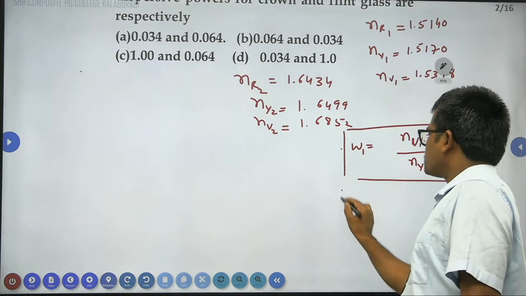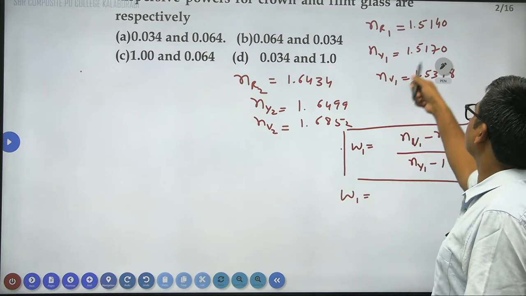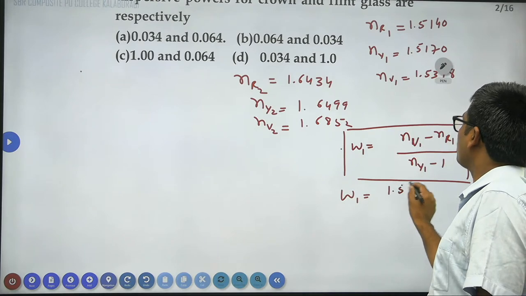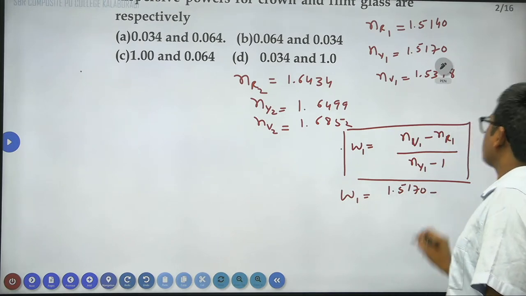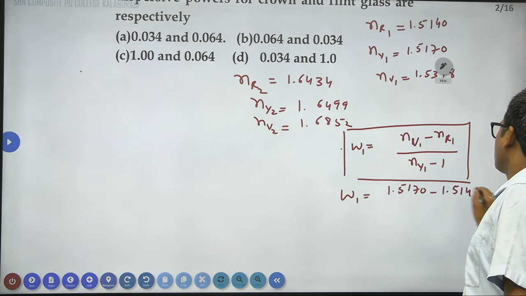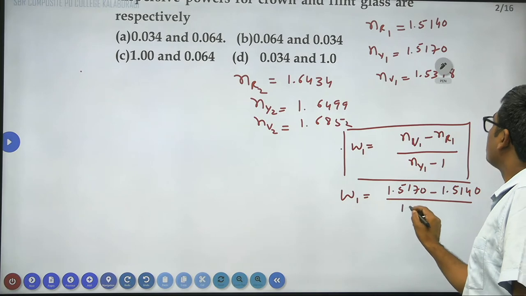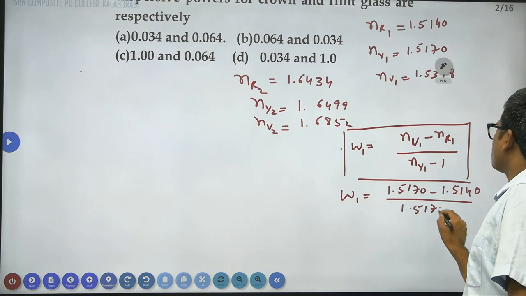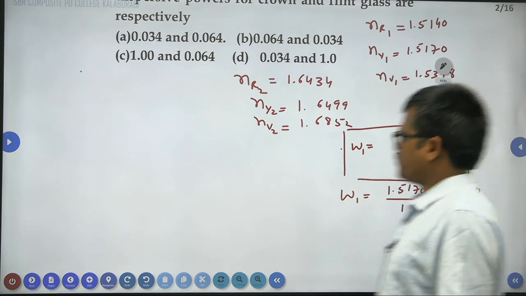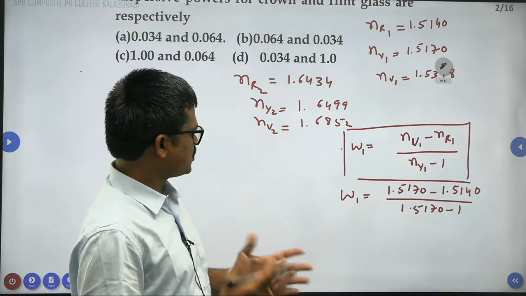Let us write it here now. The dispersive power of the prism is equal to, what is the nV1 value for this? It will be 1.5318 minus nR1, which is 1.5140, divided by, for yellow, 1.5170 minus 1. If such data is given in NEET, you have to go about it logically.